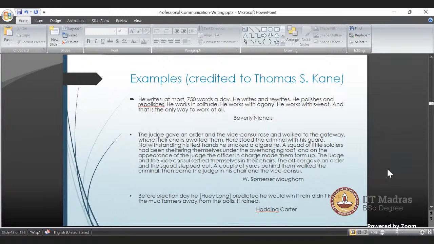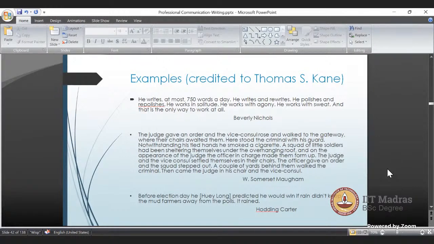Now look at the second thing, which is more of an extract from an essay. The judge gave an order, and the vice consul rose and walked to the gateway, where their chairs awaited them. Here stood the, more like a report, huh? Not an essay. Here stood the criminal with his guard; notwithstanding his tied hands, he smoked a cigarette. A squad of little soldiers had been sheltering themselves under the overhanging roof, and on the appearance of the judge, the officer in charge made them form up. The judge and the vice consul settled themselves in their chairs. The officer gave an order, and the squad stepped out. A couple of yards behind them walked the criminal. Then came the judge in his chair and the vice consul.